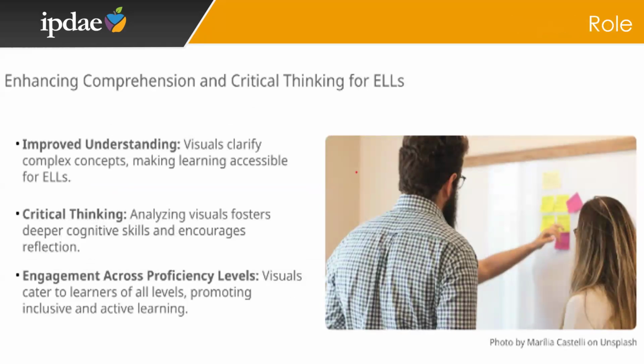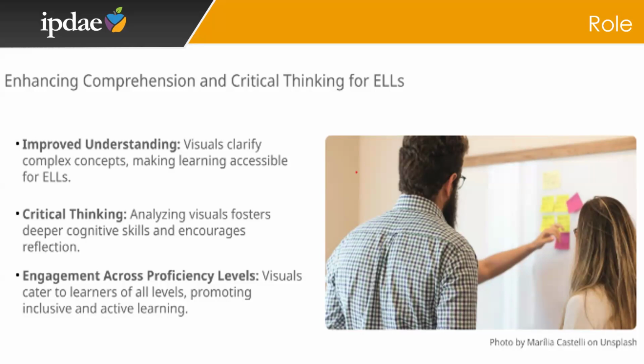So now let's explore how visuals enhance comprehension and, again, the critical thinking skills for our students. For the first one that reads improved understanding, what this means is that visuals break down complex concepts, making learning more accessible. Again, an example for that one I could think of is using a diagram to teach vocabulary. For critical thinking, that simply means that analyzing visuals encourages deeper cognitive skills and reflection.